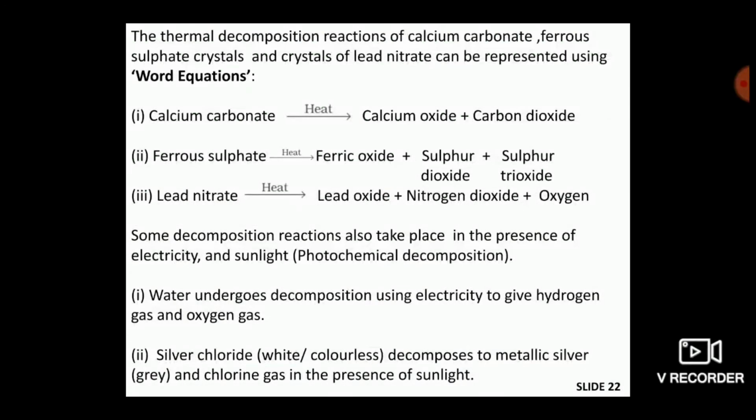The thermal decomposition reactions of calcium carbonate, ferrous sulfate crystals and crystals of lead nitrate can be represented using word equations. Please refer to the equations given in the slide. 1. Calcium carbonate on thermal decomposition gives calcium oxide and carbon dioxide. 2. Ferrous sulfate crystals on thermal decomposition gives ferric oxide, sulfur dioxide and sulfur trioxide. 3. Lead nitrate on thermal decomposition gives lead oxide, nitrogen dioxide and oxygen.